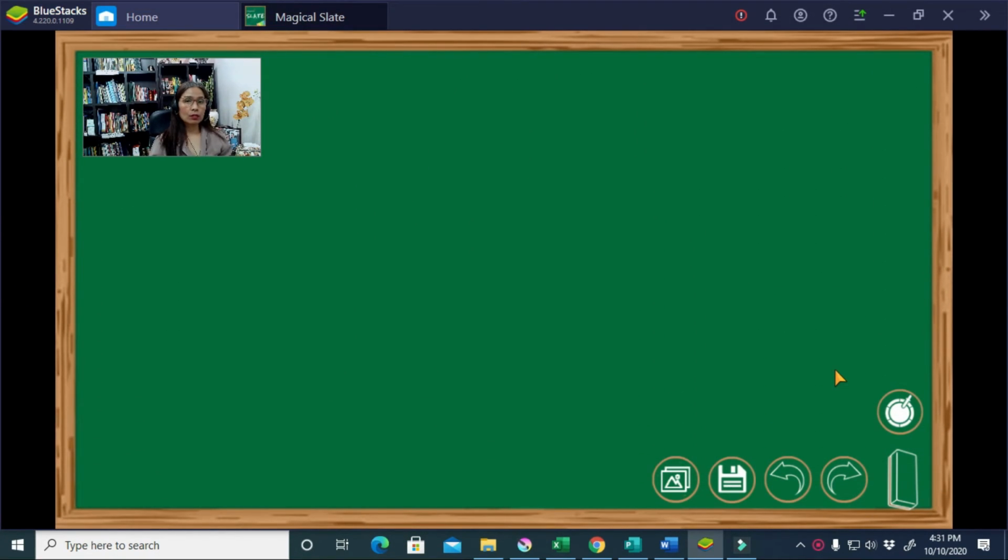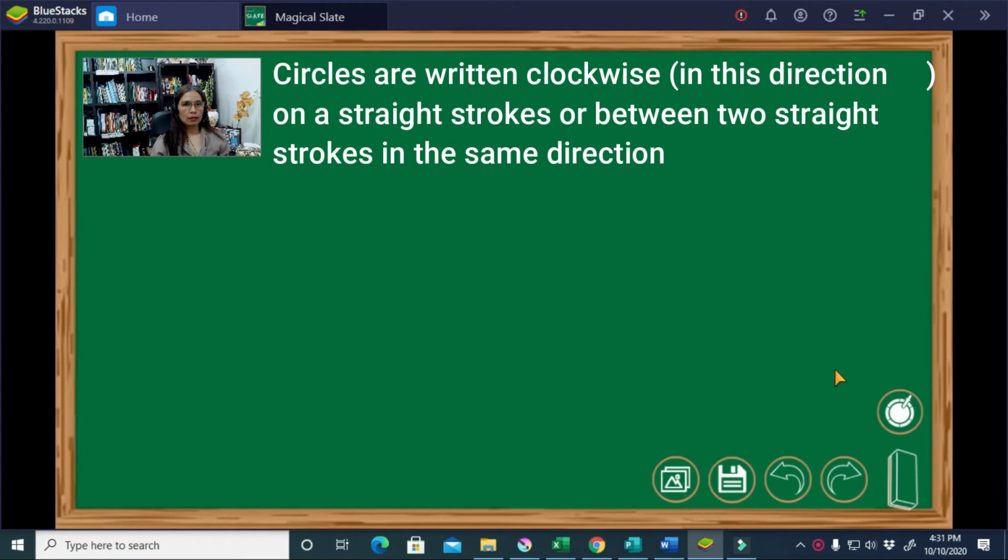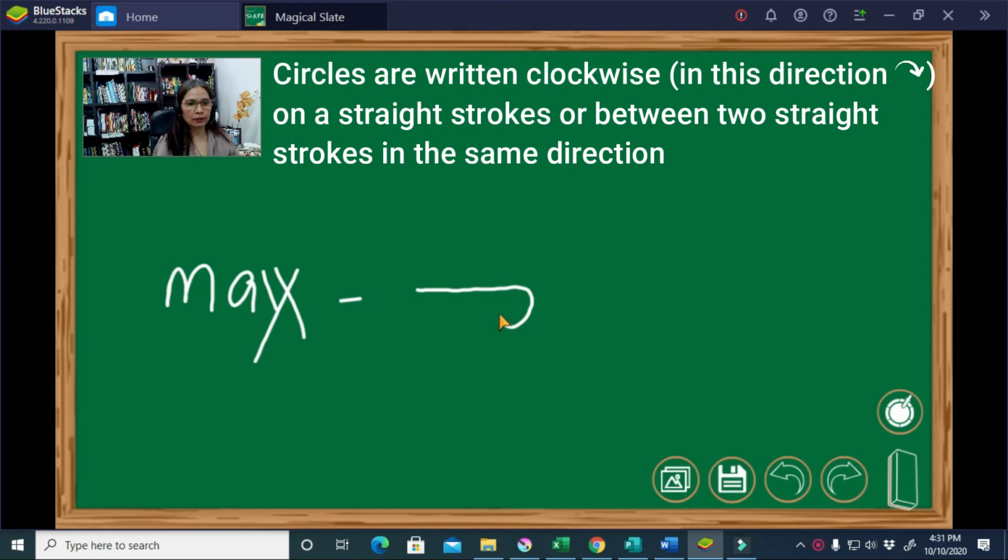So according to the rule, circles like A and E, all right, are written in the direction like clockwise. Okay, clockwise on a straight line or between two straight lines. All right. So example, May, that is a very simple word. We have to omit this one. According to the rule, you have to join the circle clockwise on a straight line. So M is a straight line, so you have to join the circle clockwise. That is the direction, clockwise.